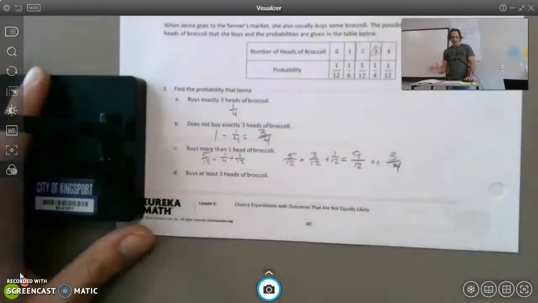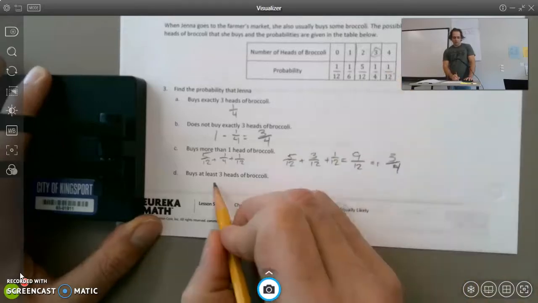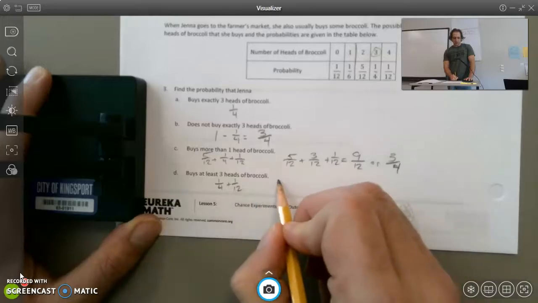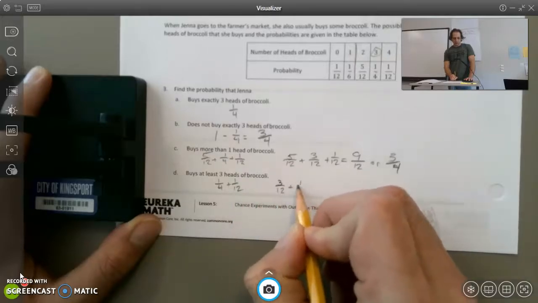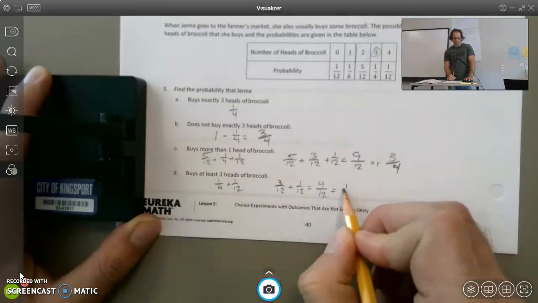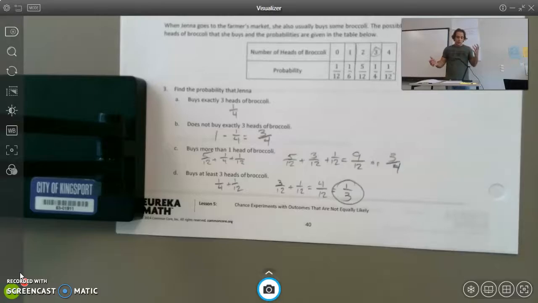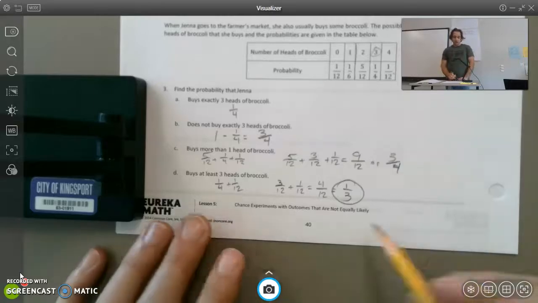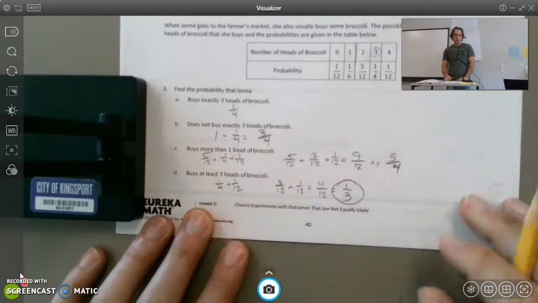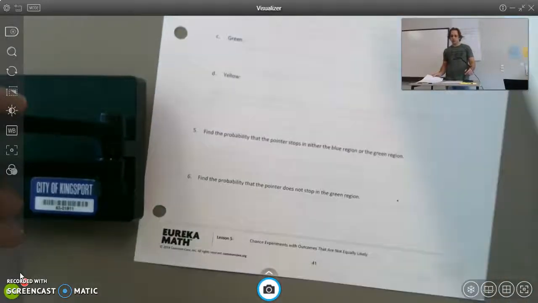Buys at least 3 heads of broccoli, so that is 1/4 plus 1/12. Well, 1/4 plus 1/12 is 3/12 plus 1/12, which is 4/12, which is equal to 1/3. So 1/3 is our answer for D. All we're doing here is just finding the amount that aligns with whatever outcome they're looking for. It tells us what portion of the time we get that outcome. And we're just looking through those.